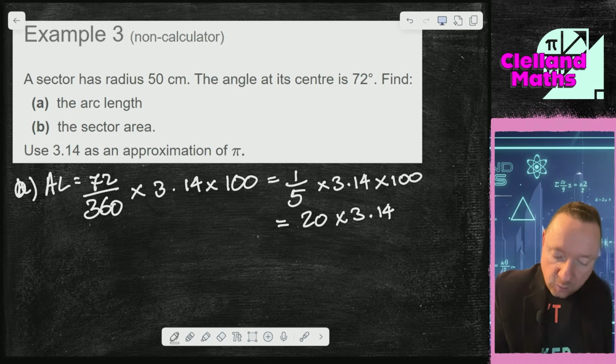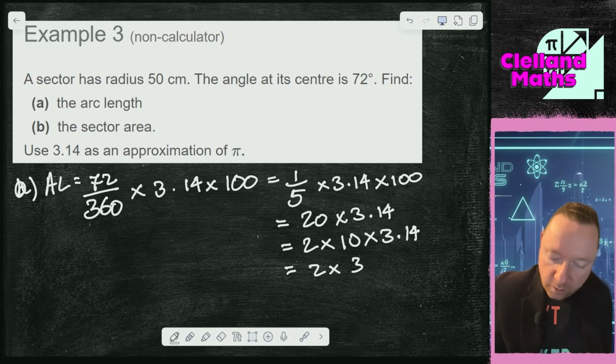So I'm timesing a number by 20 and a decimal, so I'll just times it by 10 first and then 2. I'll show you that there. So that's 2 times 31.4, which is 62.8 centimetres.